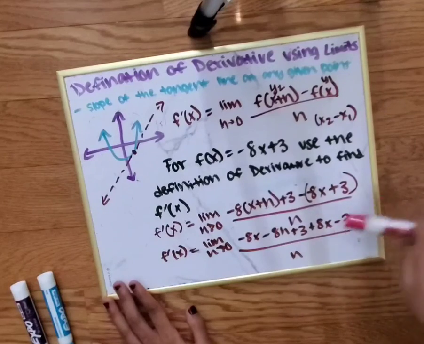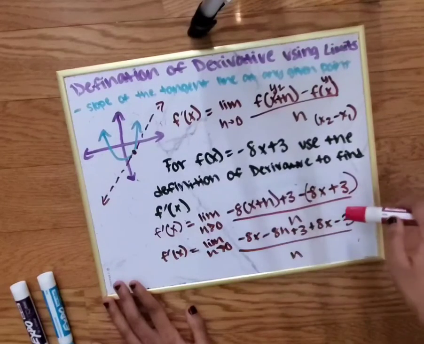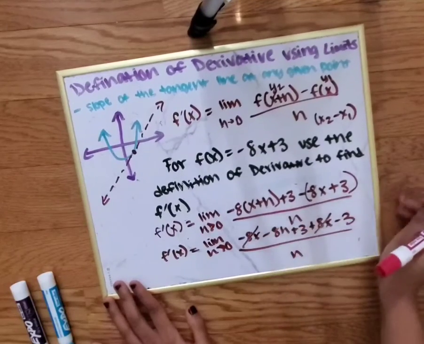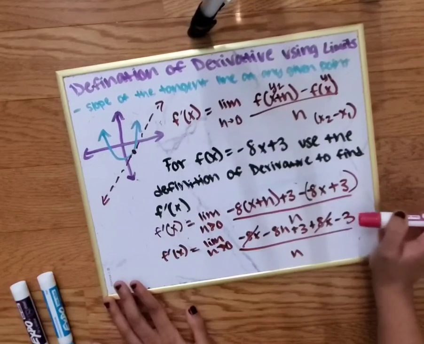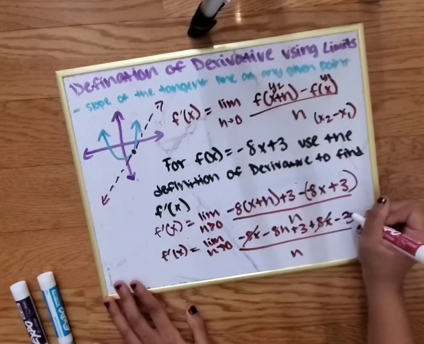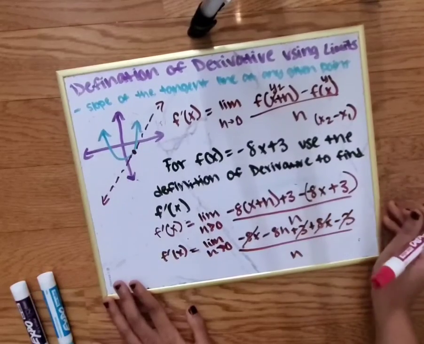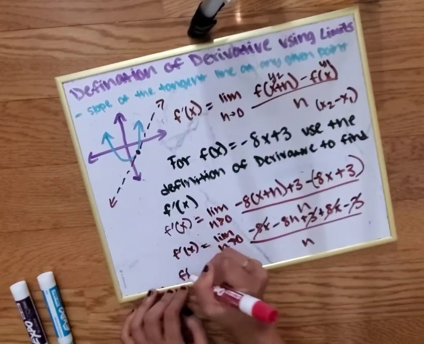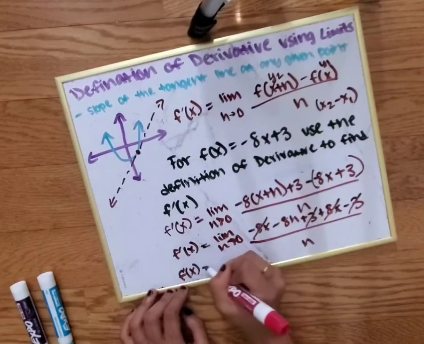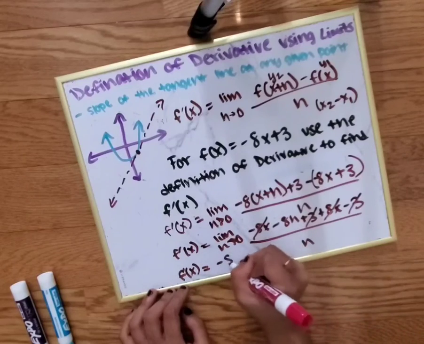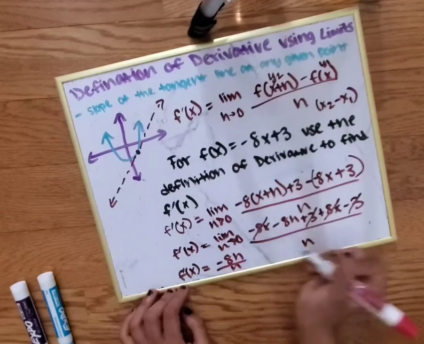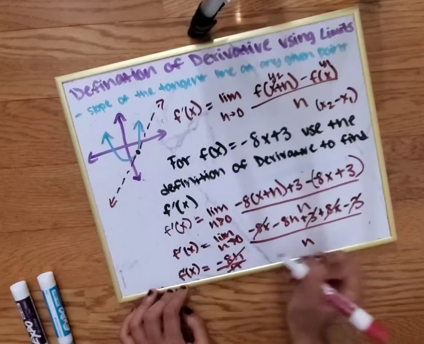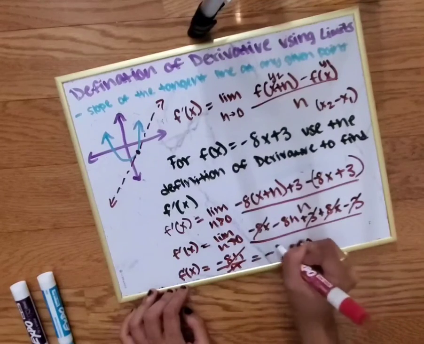So there's some numbers that can cancel out. We have a negative 8x over here and a positive 8x over here, so those two are going to cancel out. And you have a positive 3 over here and a negative 3 over here. Positive 3 minus 3 is 0, so you can cancel those out. So what you're left with is f prime of x is equivalent to negative 8h over h. And now when you have an h on the numerator and the denominator, both of those cancel out, and you're left with negative 8.